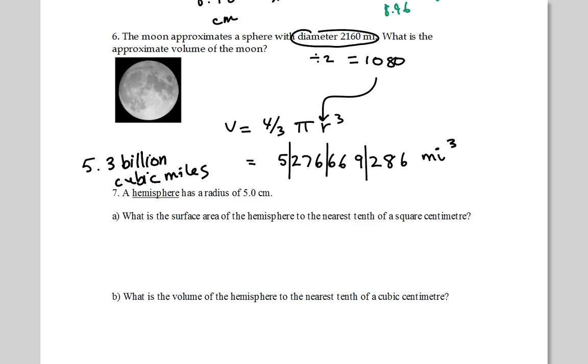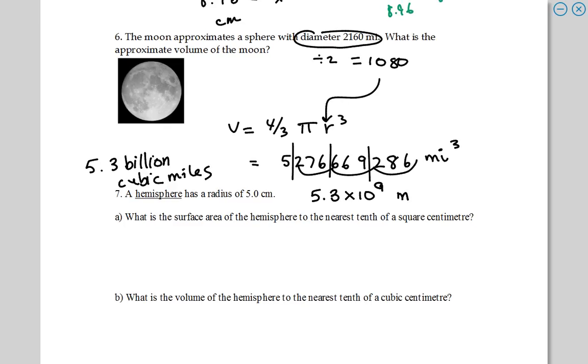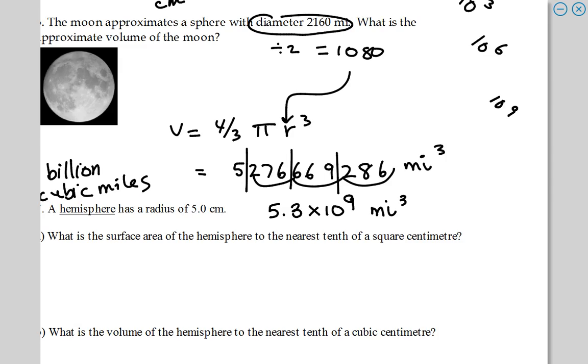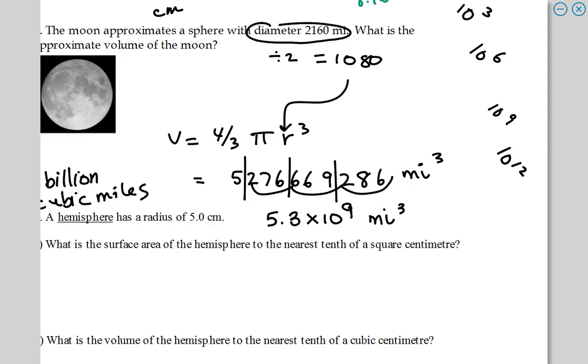Now in a science class, you would go 5.3 times 10 to the 9 cubic miles. Okay? You should know these ones. 10 to the 3 is thousand, 10 to the 6 is million, 10 to the 9 is billion, 10 to the 12 is trillion.